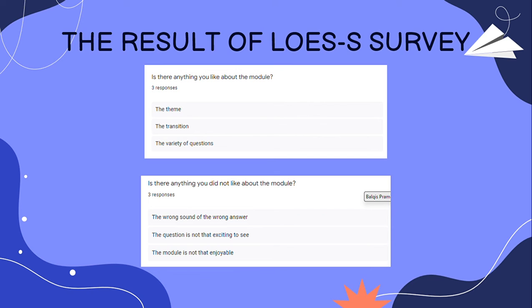And for the open-ended question, the first is: is there anything you like about the module? The audience liked the theme, the transition, and the variety of questions. And is there anything you didn't like about the module? The audience said the wrong sounds for the wrong answer, the questions are not exciting to see, and the last is the module is not enjoyable.